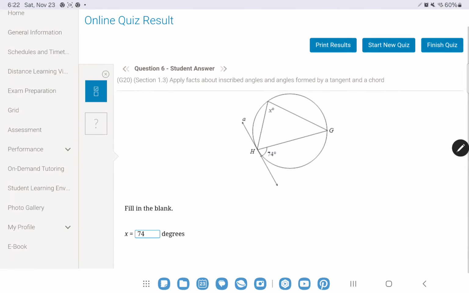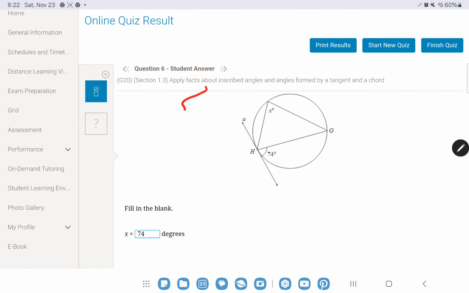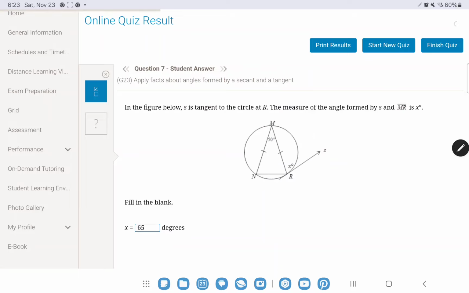Here it's about inscribed angles. So look, we know that two angles intercepting the same arc are congruent. So we have this angle intercepting this arc. And we also have this angle also intercepting this arc. So if this angle is intercepting this arc and it's 74, then this angle must be the same. So it's also 74. And that's how you solve it. Now let's move on.